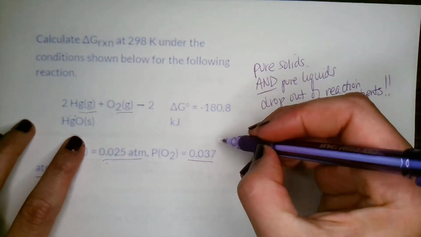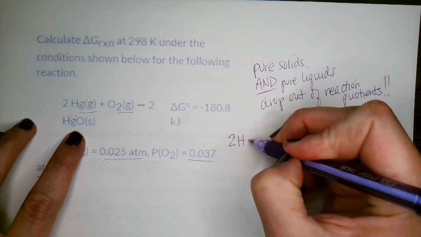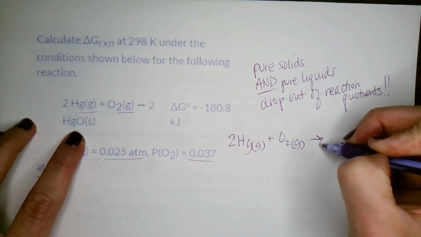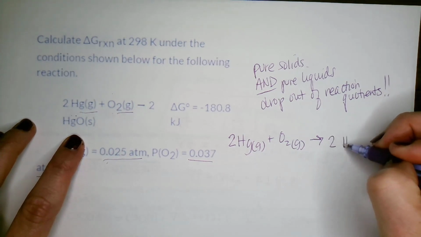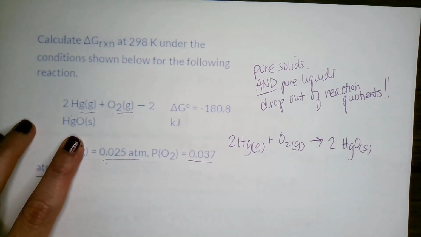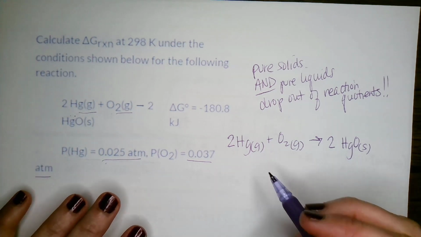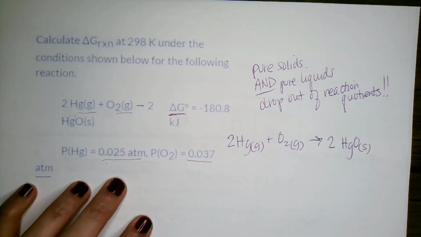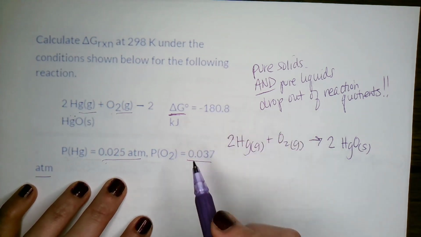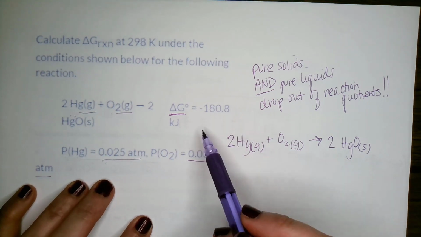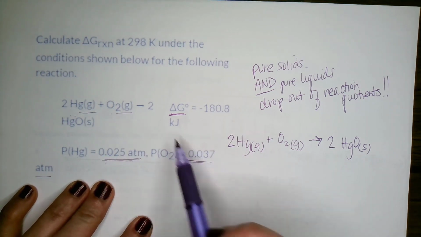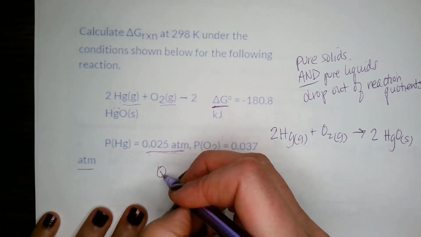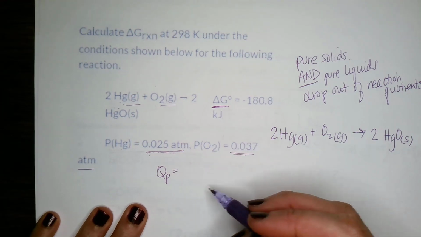All right, so again, this is kind of a mess, so I'm going to just rewrite this real quick. 2 Hg gas plus O2 gas react to form 2 HgO solid. Okay, so we've got the delta G naught, so that gives us free energy. Its standard state is negative, so it is spontaneous in the forward direction. So let's see if that happens to change when we have different pressures for our mercury and our oxygen.